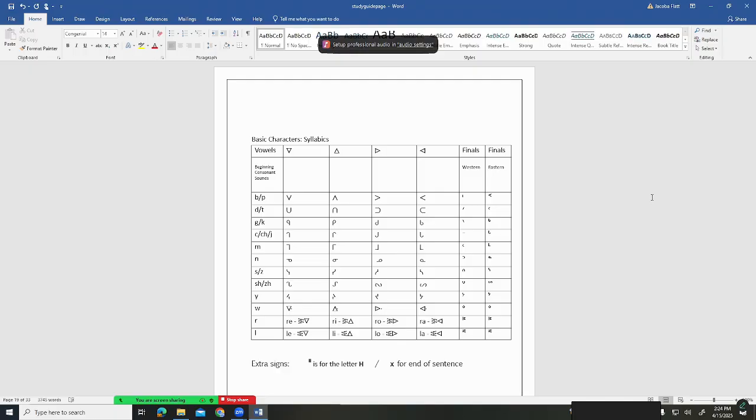Single form are M, N, W, Y, and H. The sounds M, N, W, Y, they can appear in any position in a word, beginning, middle, and end. The consonants in the double form are B, D, G, Ch, S, and Sh. They may also appear in the beginning, middle, or in the end of the word.